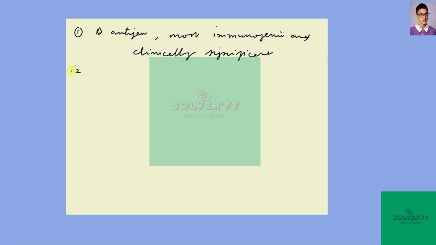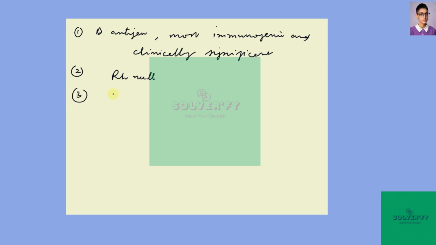Another question asked is, an individual lacking all antigens of the Rh blood group system is classified as what? They are classified as Rh null. If they lack all antigens of the Rh blood group, they are classified as Rh null.